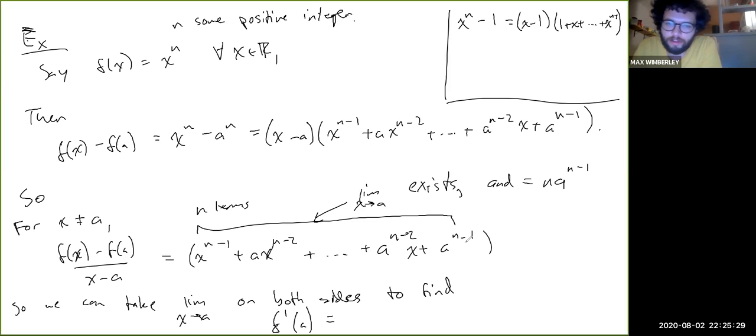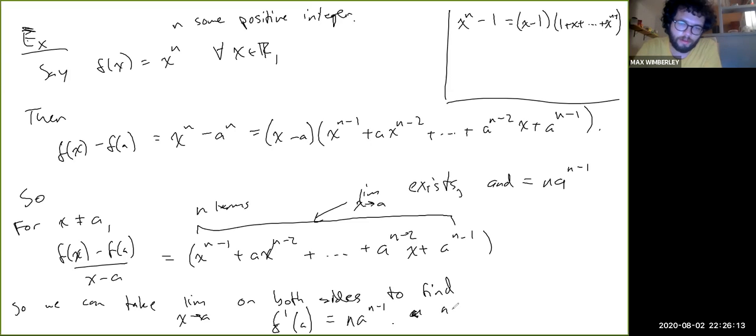So the fact that the two-sided limit of this expression exists tells us that the two-sided limit of this expression exists. There's a subtle flow of logic here: this expression is equal to this one for every value of x except a, and since the two-sided limit exists, that means the two-sided limit of the difference quotient exists. Then we can take the limit on both sides, and use this expression on the right side to compute the value. And the value we get is n a to the n minus 1.